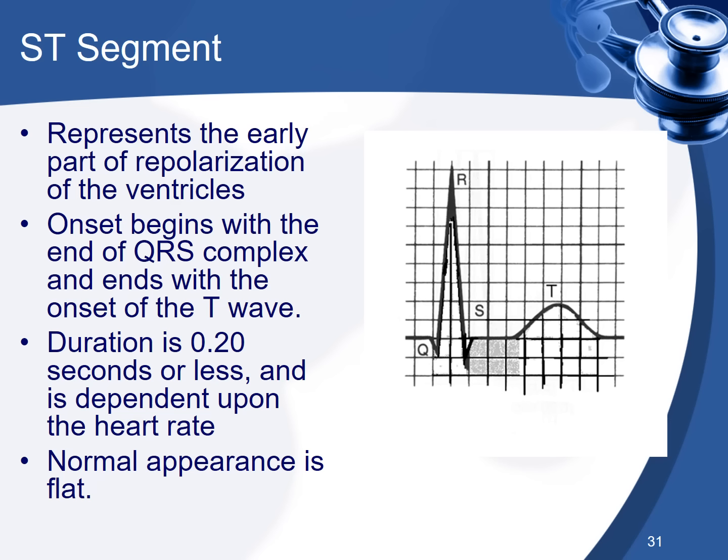Next thing we're going to look at is our ST segment. This basically tells us that the ventricles are starting to repolarize or rest. This also will tell us whether or not the patient is having an acute MI with ST elevation or ischemia with ST depression. Usually it's fairly short, duration is about 0.2 seconds or less, and it depends on the heart rate. If your heart rate is 130, then of course your ST segment is going to be shorter than if you have a heart rate of 60. Normal appearance is flat on the baseline, just like it shows on this slide.